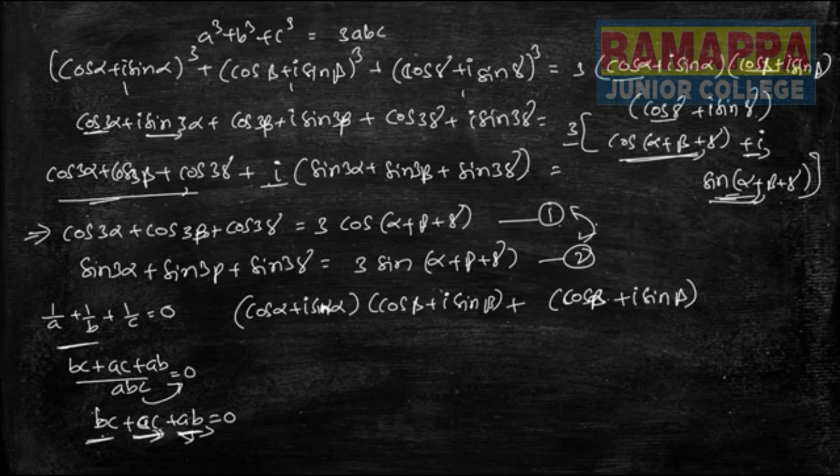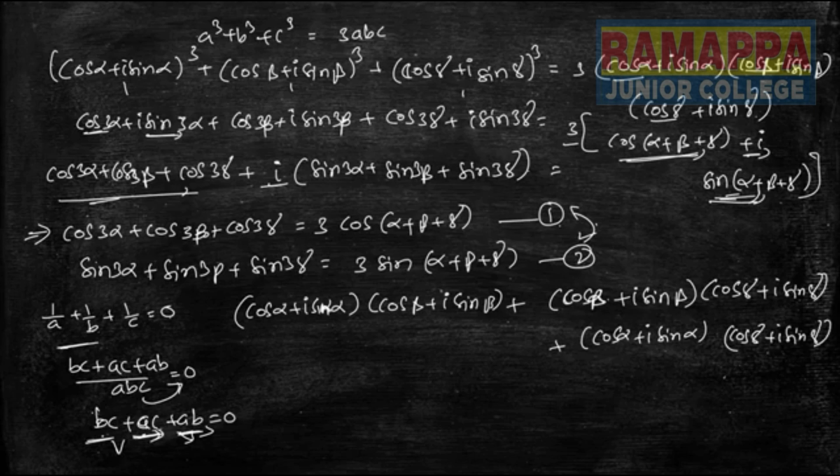Wait, I will do bc only. Okay, here cos gamma plus i sin gamma, and another thing is ac: a is equal to cos alpha plus i sin alpha, into c is equal to cos gamma plus i sin gamma. So these three will come, ab plus bc plus ac.